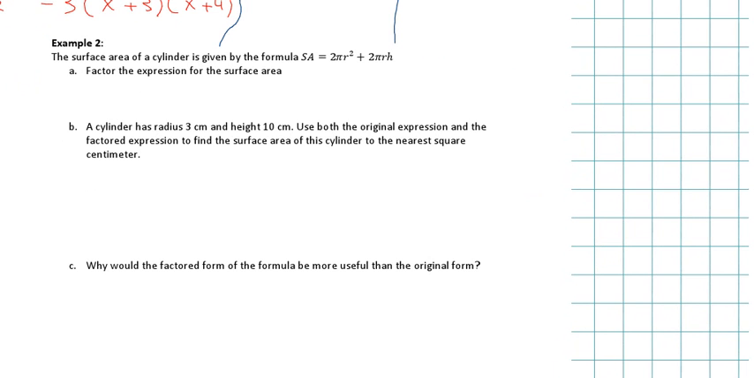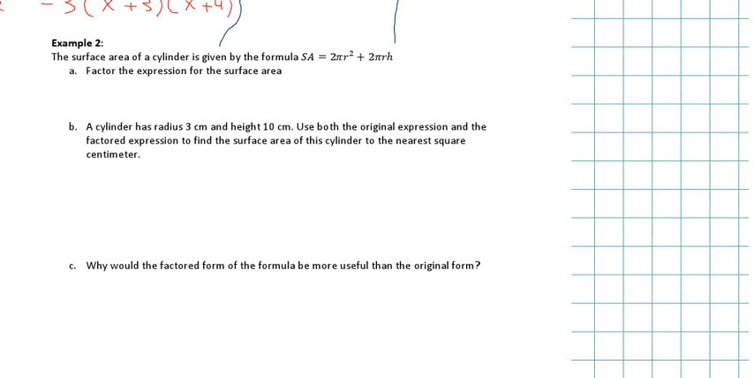Okay. Now, let's look at a word problem. Surface area of a cylinder is given by the formula surface area equals 2 pi r squared plus 2 pi r. Factor the expression. What's the first question you ask yourself? GCF. Yes. Do I have a greatest common factor? What is it?